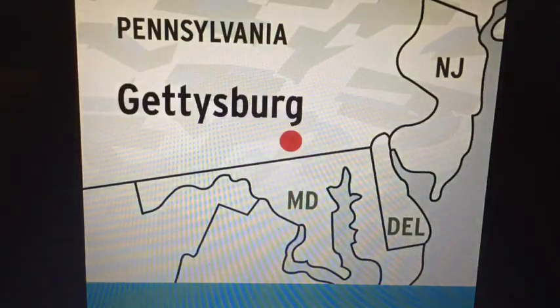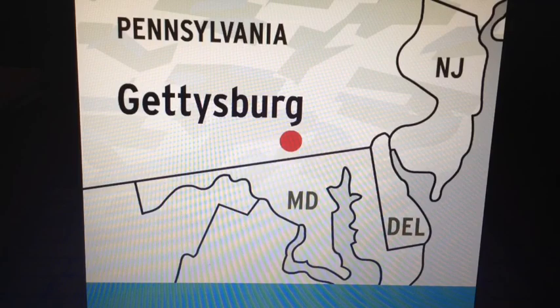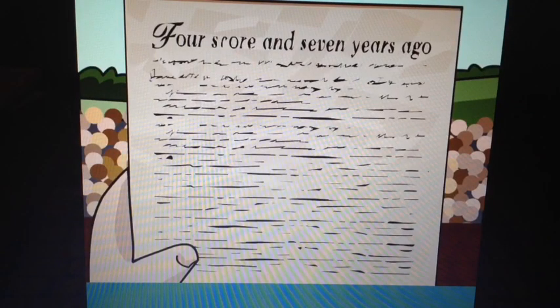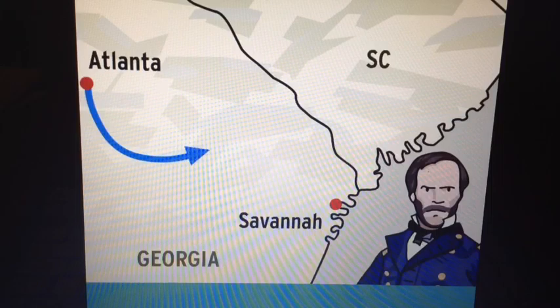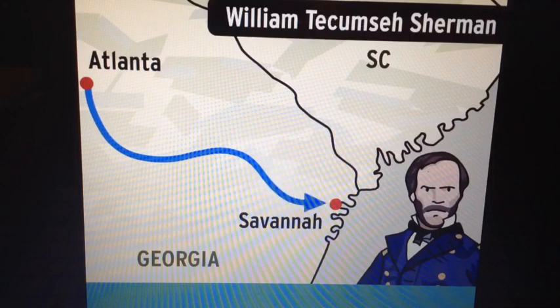The Battle of Gettysburg in the summer of 1863 was the beginning of the Confederacy's fall. Gettysburg ended with a staggering 51,000 casualties, with about 6,700 people dead. President Lincoln visited the battlefield when it was all over and delivered his famous Gettysburg Address. Yeah, that was a good speech. In November of 1864, Union General William Tecumseh Sherman made a famous march across Confederate Georgia from Atlanta to Savannah.